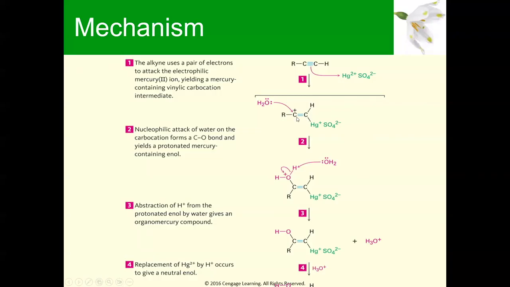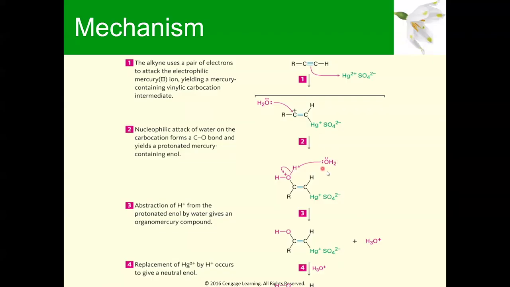And again, it follows Markovnikov's rule, which says that the most substituted carbon is where the functional group, the OH group, goes. That's because this is a secondary carbocation, which is more stable than a primary carbocation. The plus charge isn't going to go on this carbon, because that would be a primary carbocation. It forms the more stable secondary carbocation.